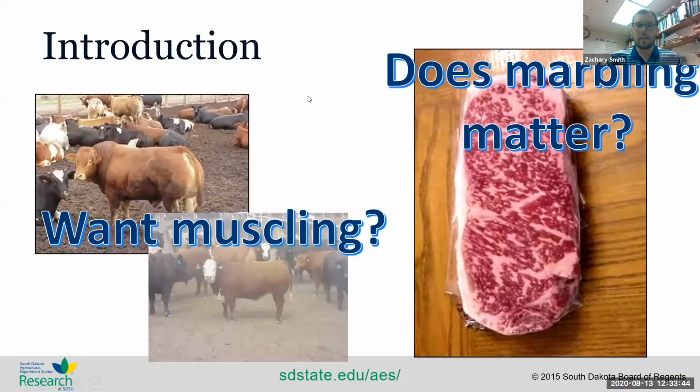So to start the talk, there's two things we've got to think about here. Do we want muscling and feed efficiency? And then one needs to ask if marbling matters. One thing for certain is that as we feed cattle, feed conversion efficiency is going to be the best early on in the finishing phase. If we kill those cattle early, they're going to have really good closeouts in regards to feed conversion efficiency.